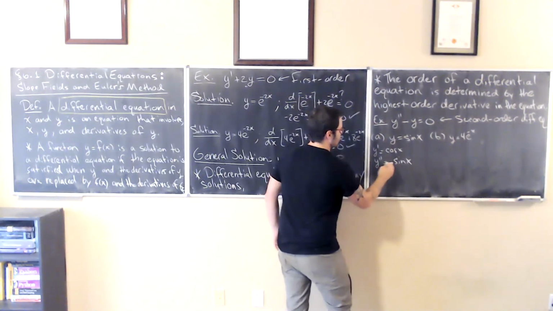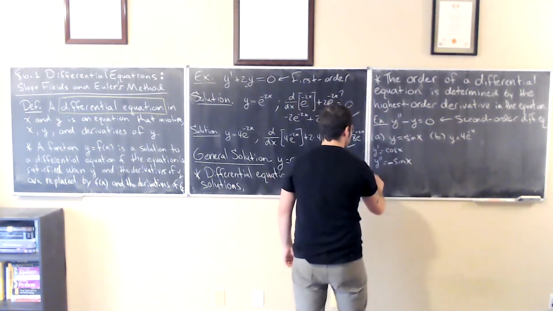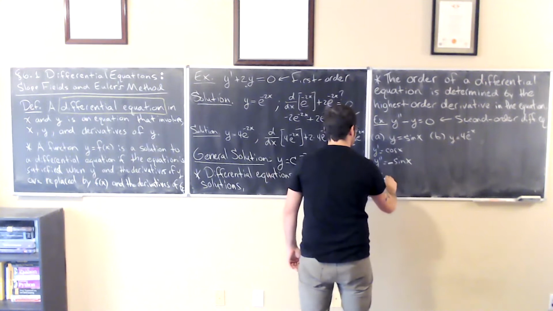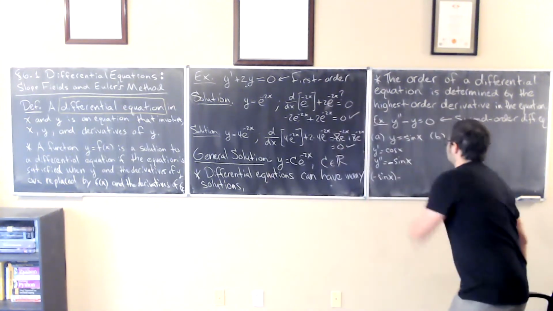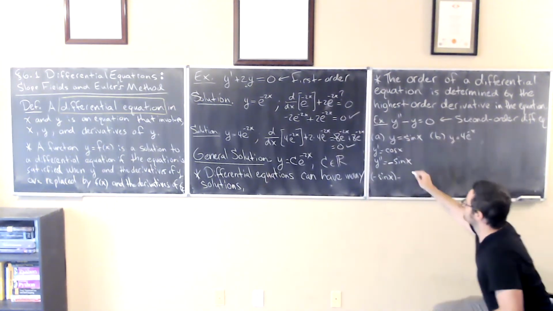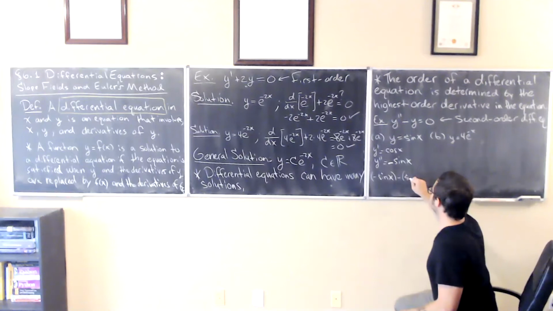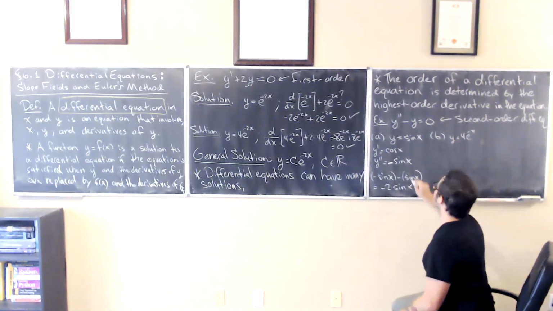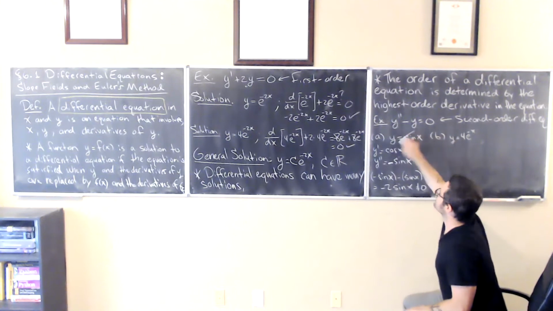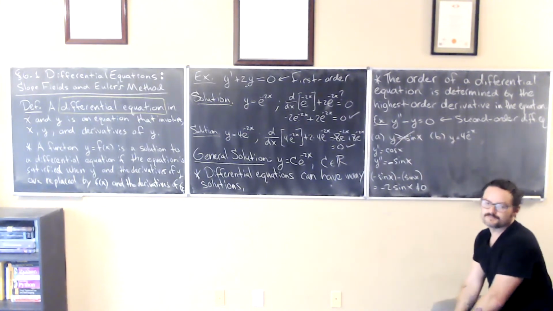Right? So then if we plug in, we get negative sine of x minus sine of x equals negative 2 sine of x, which doesn't equal 0, so this is not a solution.